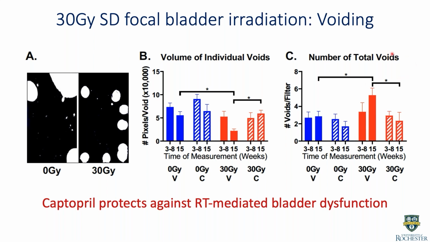And if we look at the total number of voids, we see similar levels in animals that are not treated, but when we irradiate with 30 gray, we see an increase in the number of individual voids. And again, if we give captopril 5 days prior to RT and maintain throughout the experiment, we can see a return to baseline levels. So the captopril seems to be protecting against the increase in the total number of voids in this assay. So that's after a single dose of 30 gray, which lacks some clinical relevance.